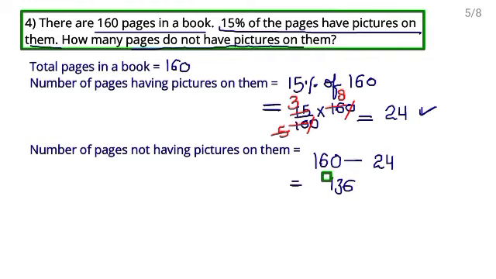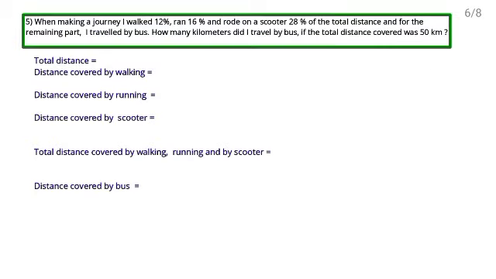So 136 pages do not have pictures on them. This is your answer. Now the next question is question number 5. When making a journey, I walked 12%, ran 16%, rode on a scooter 28% of the total distance, and for the remaining part I travelled by bus. How many kilometers did I travel by bus if the total distance covered was 50 kilometers?